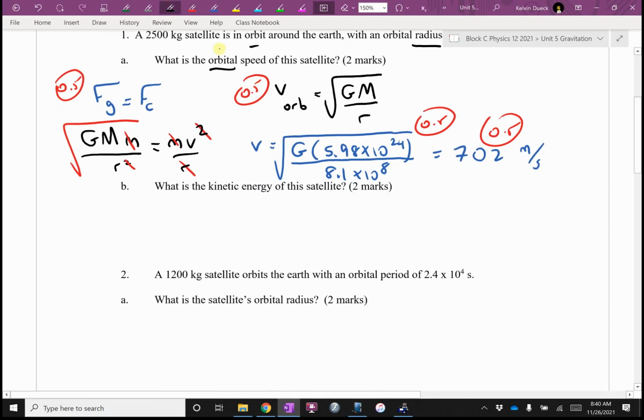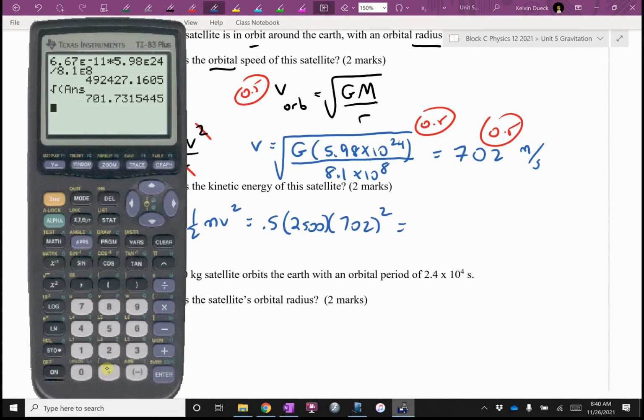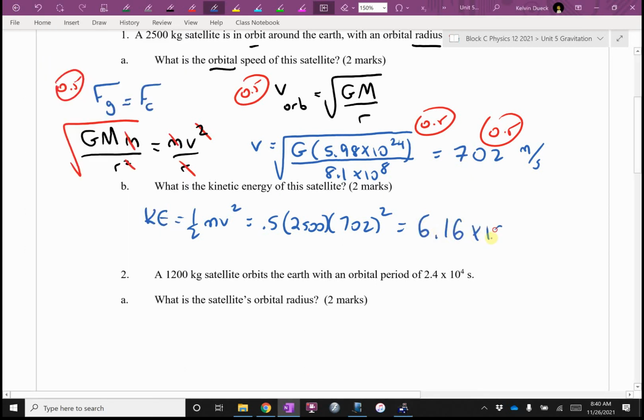Oh, okay. That hasn't changed. A half little m v squared. So it's going to be 0.5 times 2,500 times, all right, 702 squared, but you know I'm going to use my answer button. 0.5 times 2,500 times answer button squared. Do you get 6.16 times 10 to the 8? Look up.